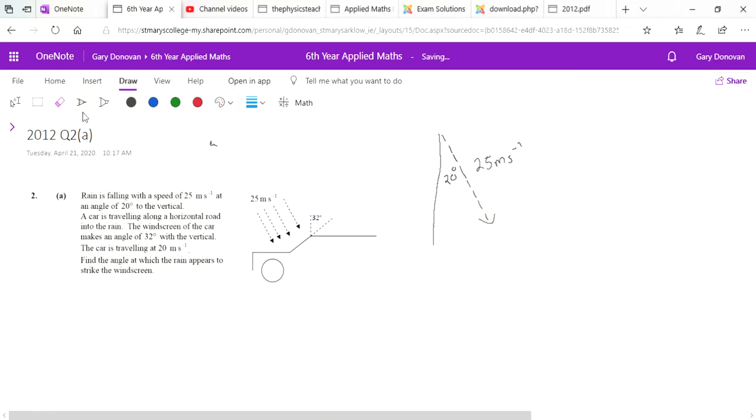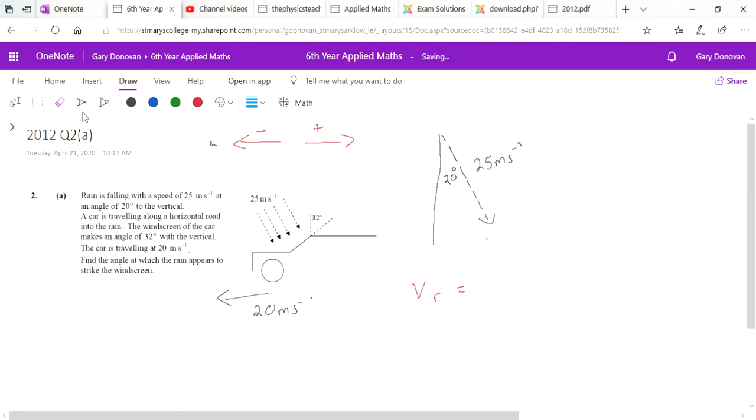A car is travelling along a horizontal road into the rain. The windscreen of the car makes an angle of 32 degrees with the vertical, and the car is travelling at 20 meters per second. So let's start off by saying, this is our positive x direction and this is our negative x direction. It doesn't matter what way you do that as long as you assign it the correct way around. So what's the velocity of the rain?